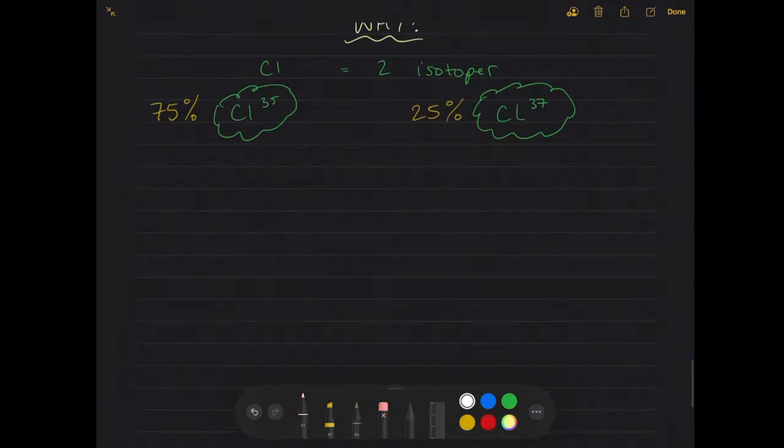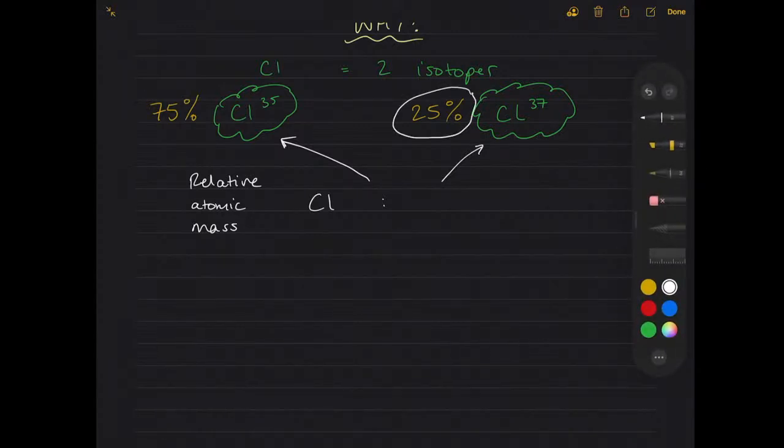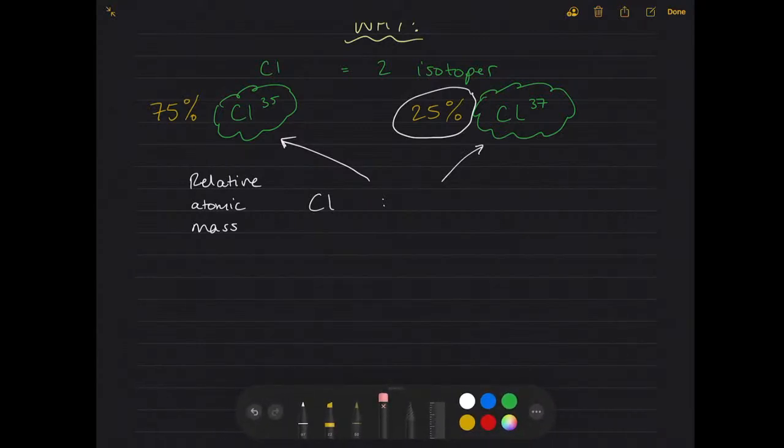So when we're trying to decide the relative atomic mass of chlorine, which one should we use? Should we use chlorine 35 or should we use chlorine 37? And some of you might say actually chlorine 35 because there is more of it. That would still be wrong because 25% of chlorine is not 35. We've got to be aware of that. We've got to be careful of that. So the only fair thing to do is to average and take into consideration how much we have of each.